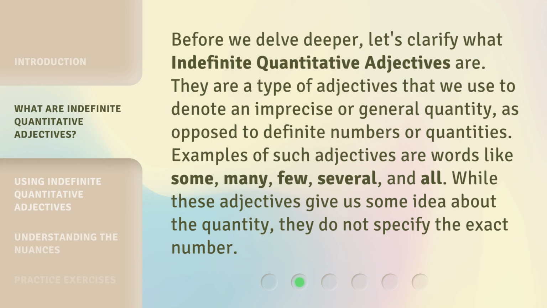Before we delve deeper, let's clarify what indefinite quantitative adjectives are. They are a type of adjectives that we use to denote an imprecise or general quantity, as opposed to definite numbers or quantities. Examples of such adjectives are words like some, many, few, several, and all. While these adjectives give us some idea about the quantity, they do not specify the exact number.